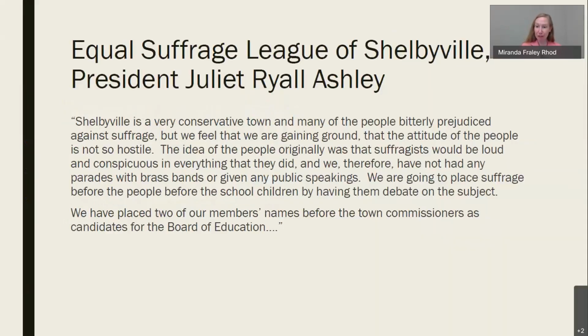Shelbyville was a bit different situation. The suffragists there encountered a lot of resistance, so they tailored their strategies really to appeal to people in their communities. They focused on advocating for votes for women through the school. They sponsored debates for school children and also put forward two of their suffrage league members as candidates for the local board of education. So suffragists throughout the state really tailored their strategies based on the situation in their local communities.